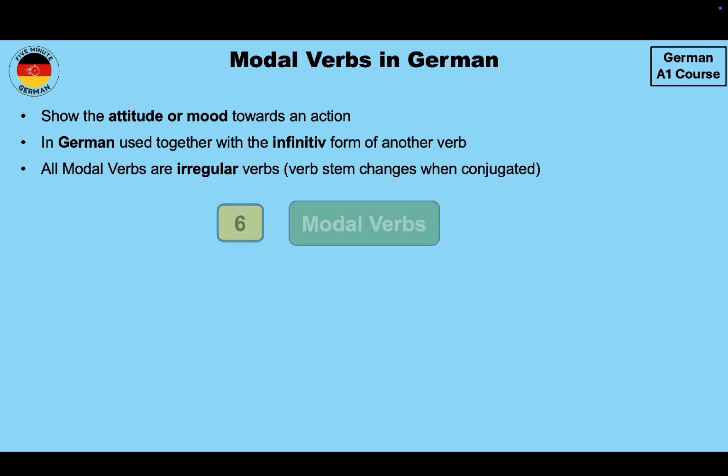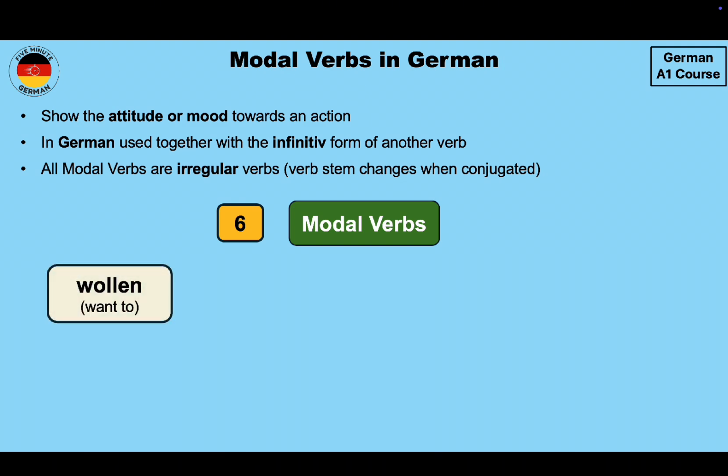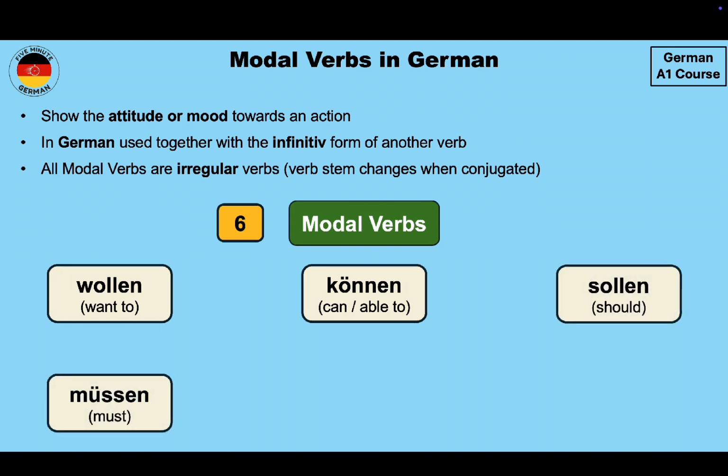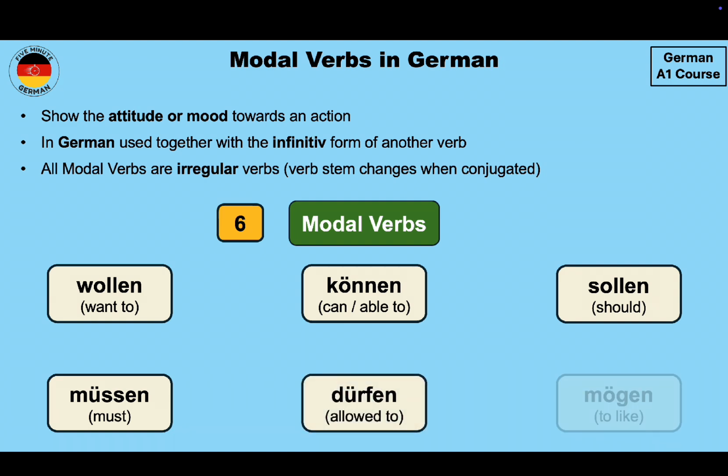In German, we have 6 modal verbs, and these are wollen, which means want to, können, which means can or able to, sollen, which means should, müssen, which means must, dürfen, which means allowed to, and mögen, which means to like. So I will explain each of these in detail right now.